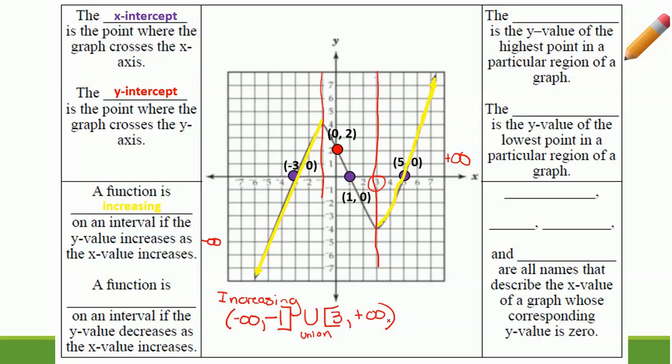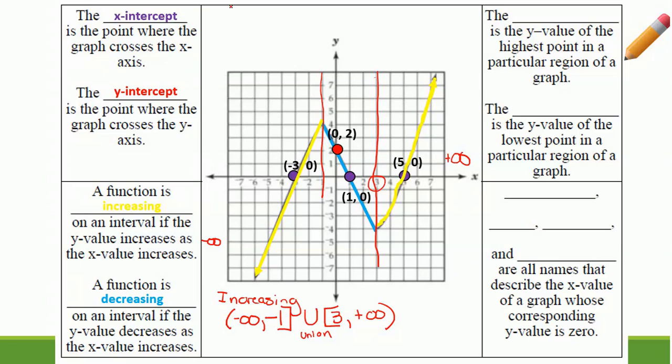That is all I'm increasing. But now, what about decreasing? So a function's decreasing on an interval if the y value decreases as the x value increases. Basically, it looks like the slope of the line is going downwards. So basically from right there to right there is my decreasing interval.